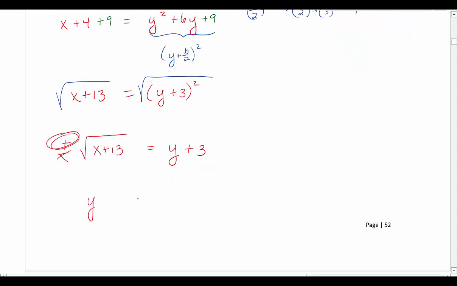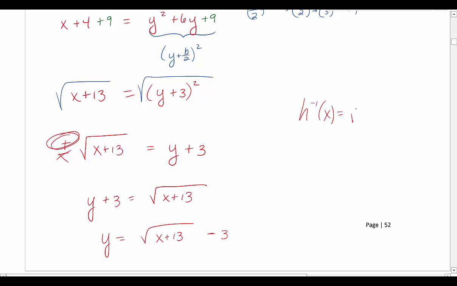So that brings us to y plus 3 equals positive square root of x plus 13. And now solving for y, y equals the square root of x plus 13 minus 3. And then the last thing we want to do is put that back into proper function notation. h inverse of x is equal to the square root of x plus 13 minus 3.